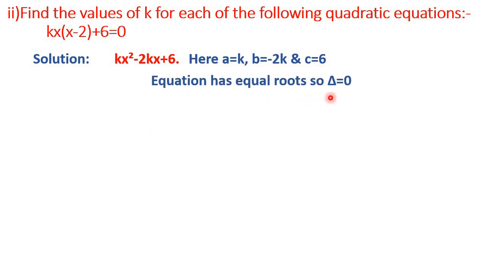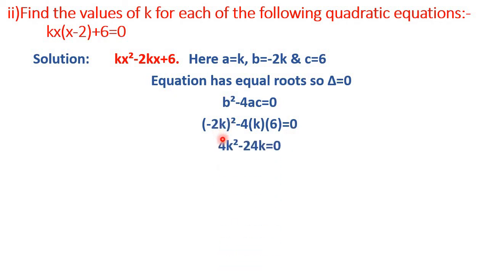So the roots are equal in this quadratic equation. So delta is equal to 0. b² − 4ac is equal to 0. The value of b is (−2k)² − 4 into the value of a, which is k, the value of c is 6, which is equal to 0. 2² is 4, so 4k² − 6 4s are 24k, which is equal to 0.